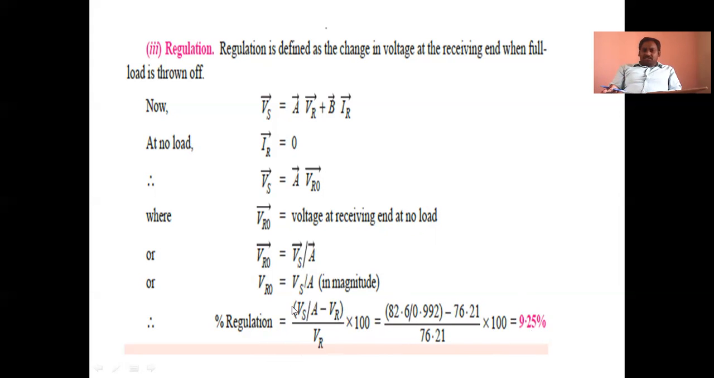The actual formula is: regulation equals (Vs/A minus VR) by VR, where Vs/A is the receiving end voltage at no load, minus the receiving end voltage at full load, divided by the receiving end voltage at full load. But in the case of a short transmission line, the receiving end voltage at no load is Vs by A, and A is equal to 1. That's why it is only (Vs minus VR) by VR into 100 in a short transmission line. But in the case of nominal T and nominal pi, A does not equal 1. That's why we must substitute the A value, and after that we can calculate the regulation.